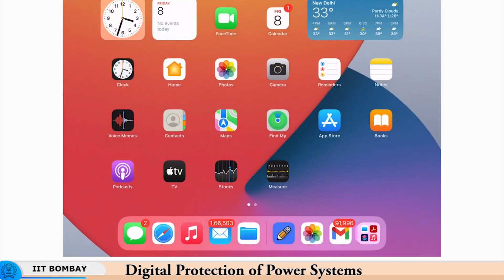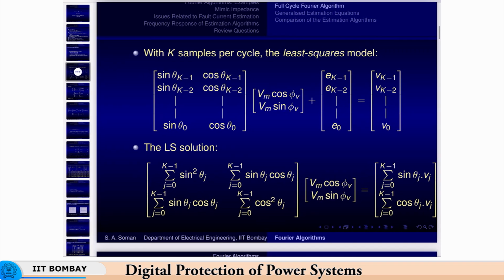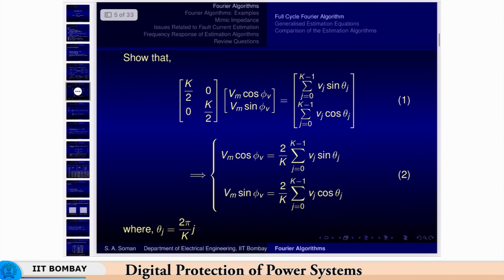So, let us get back to the presentation here. This is your sin square terms. The off diagonal terms will go away, you will get 0, and here you will get K by 2, K by 2. Now, not only is this matrix a constant, it is also a diagonal matrix. So, your problem of inversion at every step is no longer there. Actually, it is just a trivial problem now.